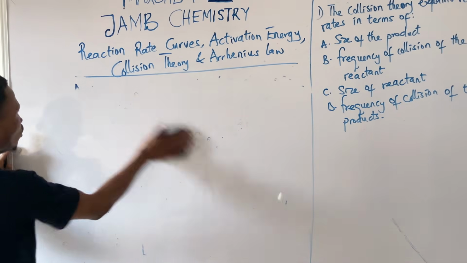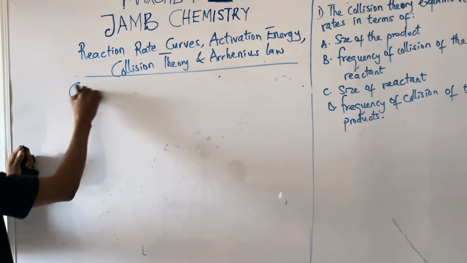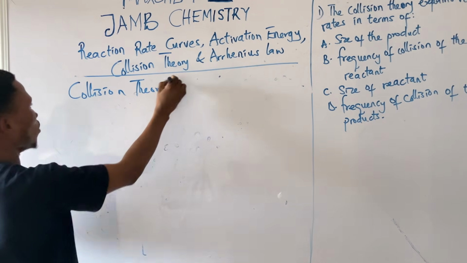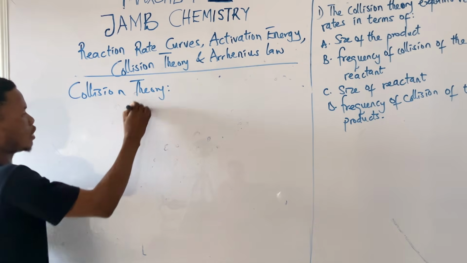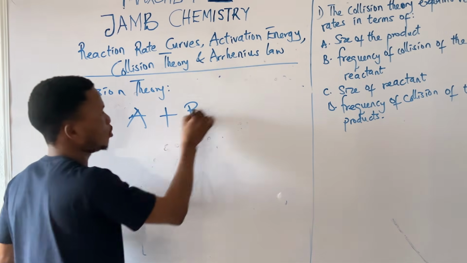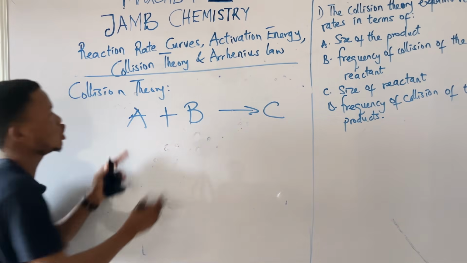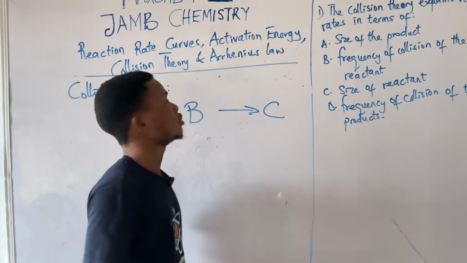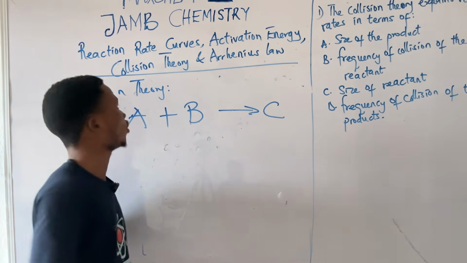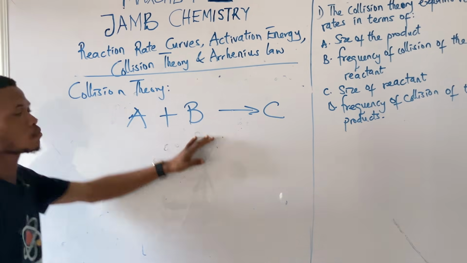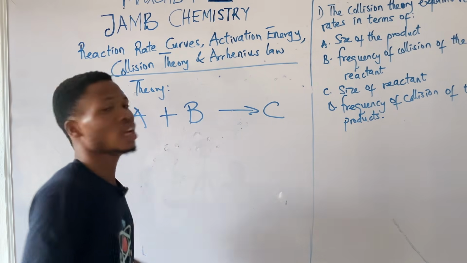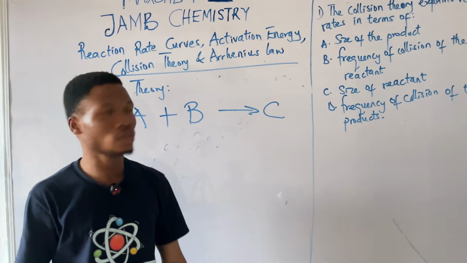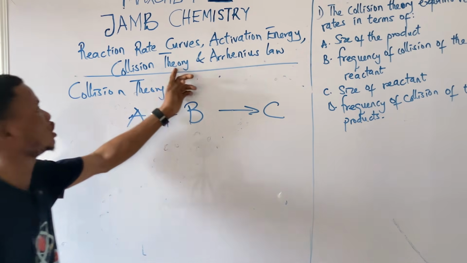Collision theory states that there should be collision between the particles of reactants to form products. That means the particles of A must collide with particles of B to form C. There must be collision between these two particles before a reaction occurs and a product is formed. So if there is no collision between particles of reactants, products cannot be formed. So that is what collision theory is about.